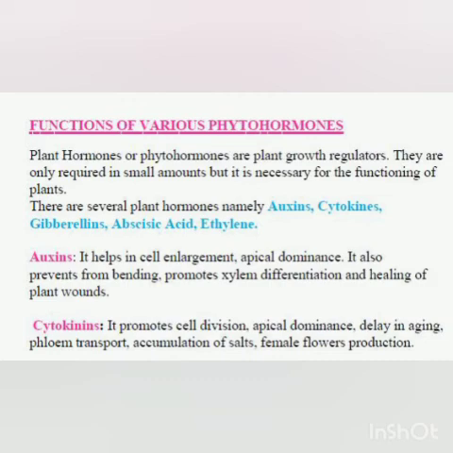Auxins help in cell enlargement, which we have just now seen. They also help in apical dominance, prevent bending, promote xylem differentiation and healing of plant wounds. Another hormone is cytokinins. It promotes cell division. If cytokinin is there, the cell will divide faster. It also affects apical dominance, delay in aging, phloem transport, accumulation of salts, and female flower production.